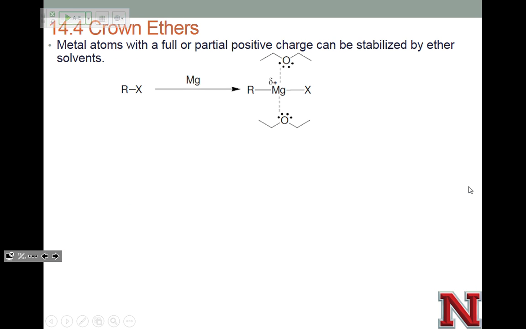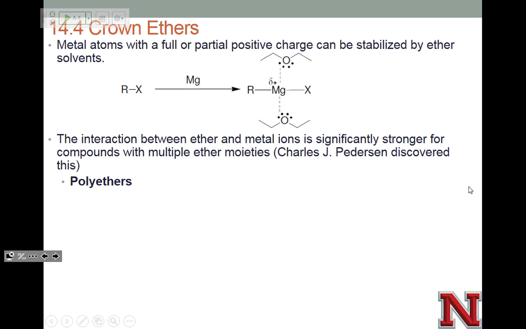So this is how our diethyl ether can help stabilize our Grignard reagent. It can help stabilize the positive charge on the magnesium, which allows our Grignard reagent to be even more reactive, and it helps solubilize all of our compounds. So this can be really useful for our Grignard.